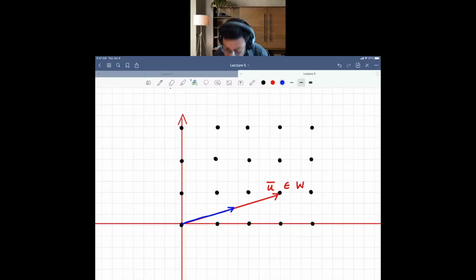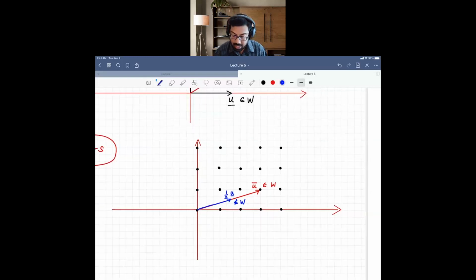So this is the scaling property that I'm checking here. This is half of u. Clearly, that is not going to be an integer, so that doesn't belong to W. How about addition?